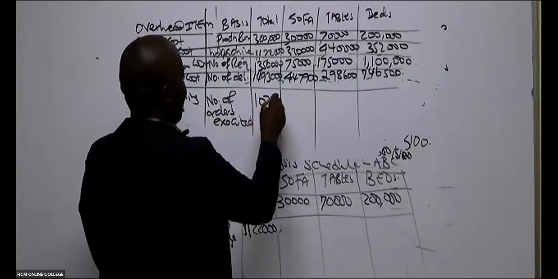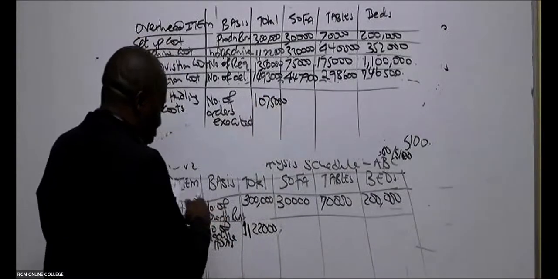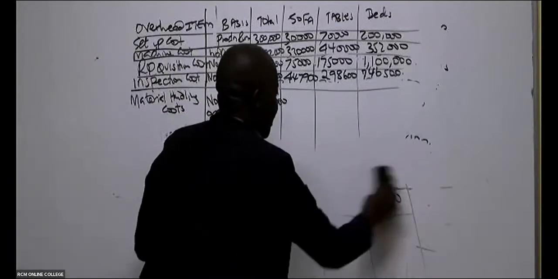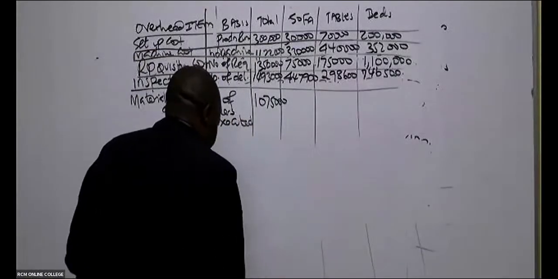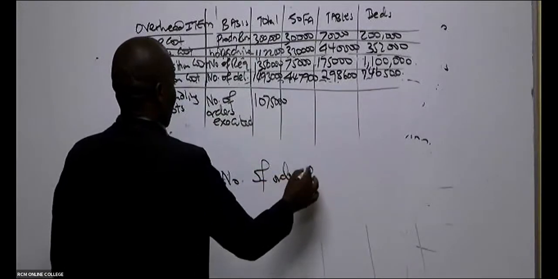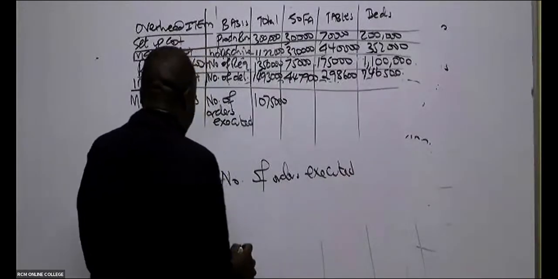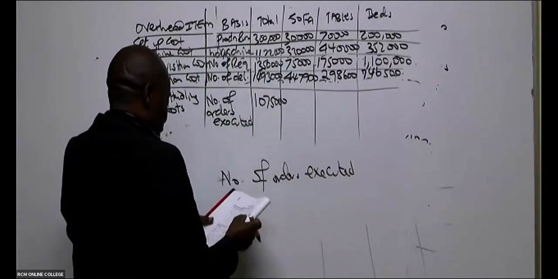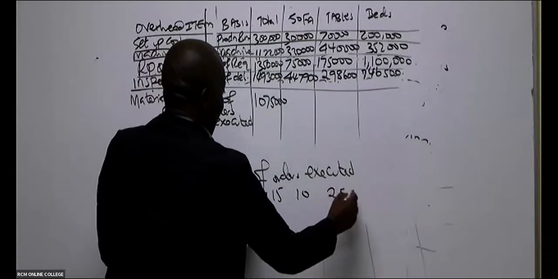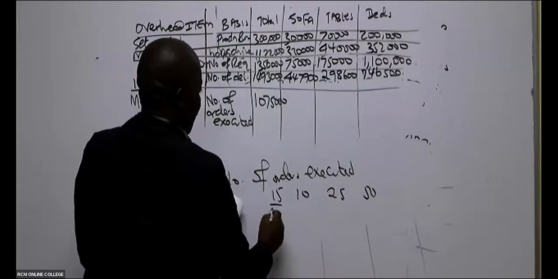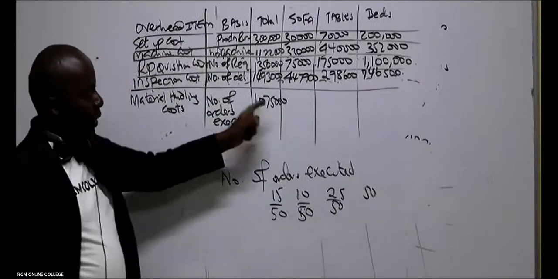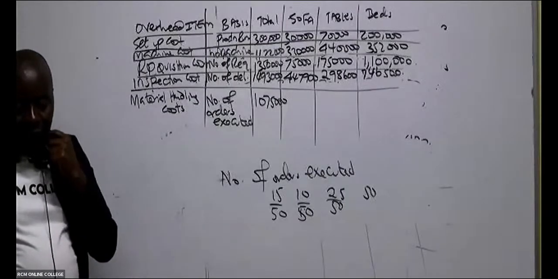$107,750, isn't it? 1,075,000. And then, of course, you can see the number of orders executed down there. It's given there. We have, ladies and gentlemen, 15, 10, 25, and the total is 50. So over 50, over 50, over 50. Please apportion this for me.